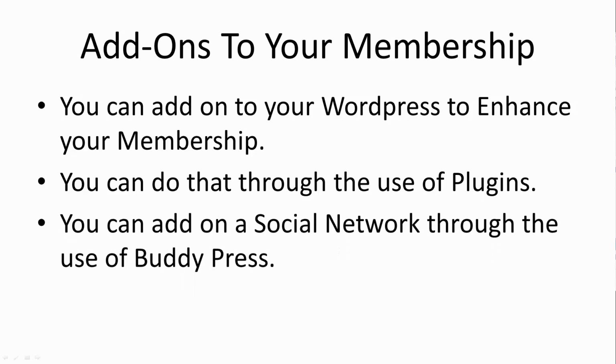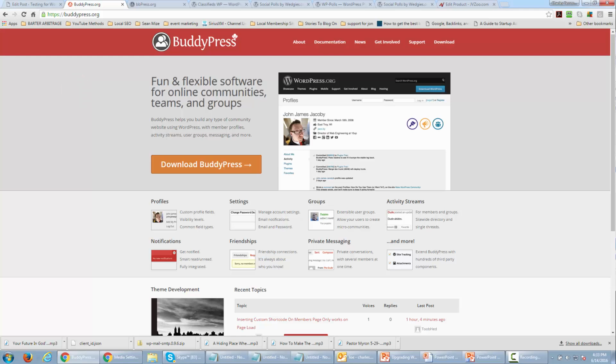Now, one of the ways that you can do that is you can add on a social network through the use of a plugin called BuddyPress. At the website buddypress.org, you will find that there is a place for you to download the free BuddyPress plugin, and you can actually have a social network where your users will have profiles where they can interact with other people and private message them and basically interact on a social level as well as professional.